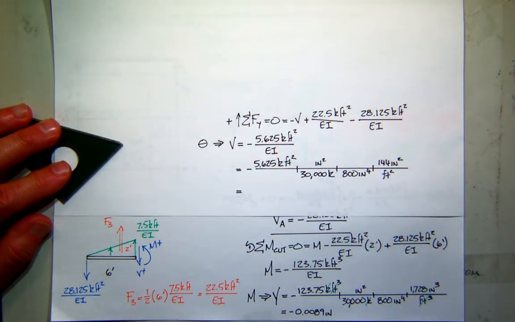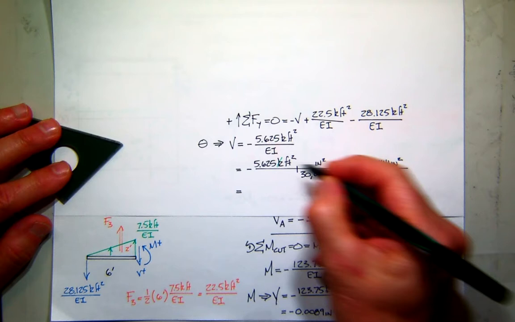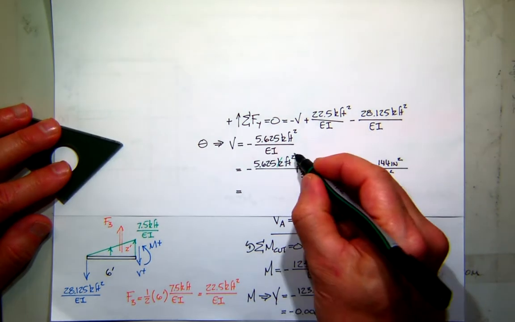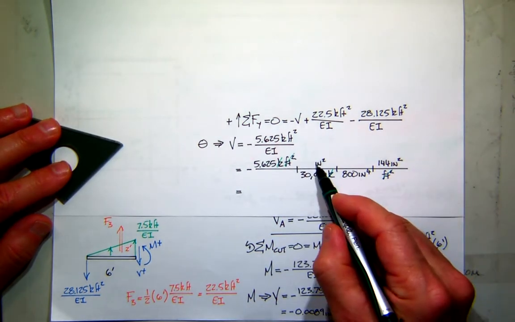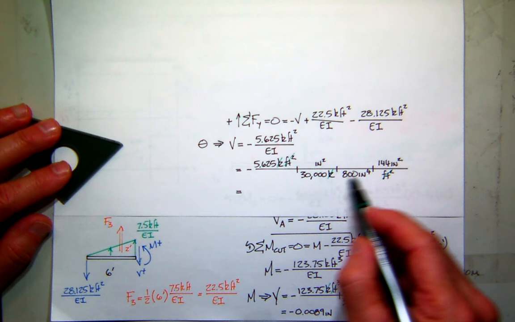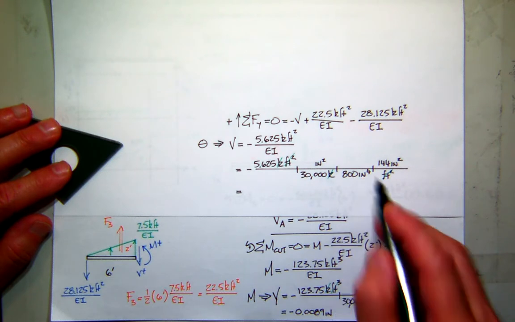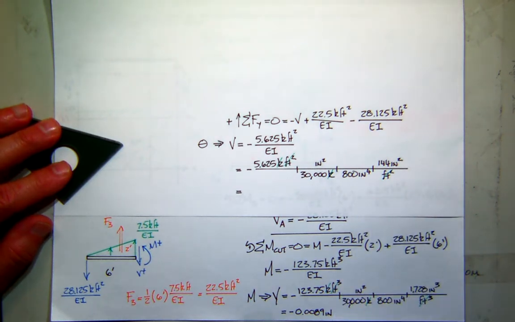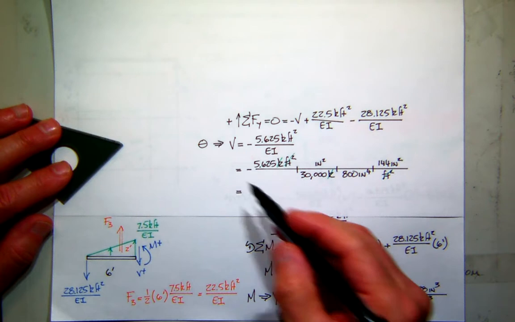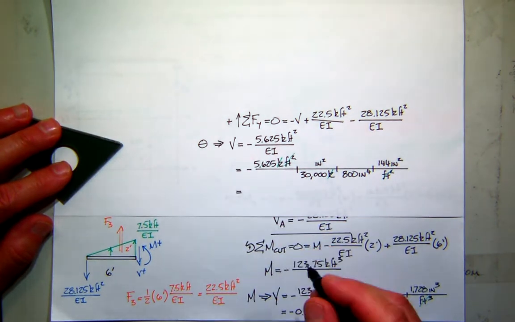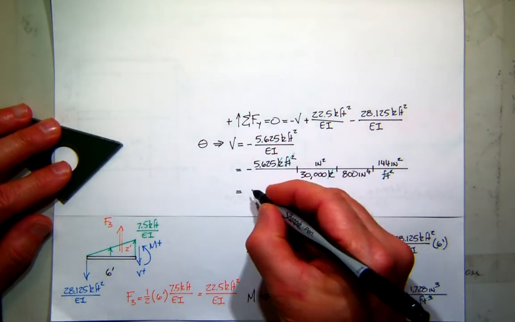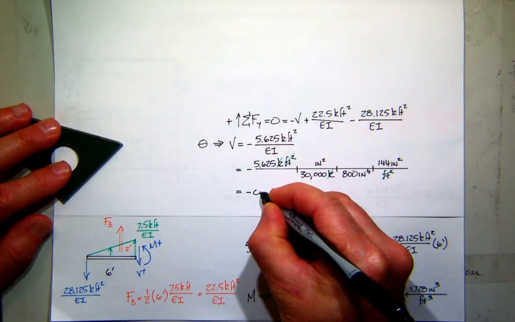Now in this case, kips and kips cancel. Feet squared and feet squared cancel. I've got inches to the fourth in the numerator, inches to the fourth in the denominator. So I have a dimensionless number, which is a good value for slope. It's probably going to be really, really small, and it's going to be negative.